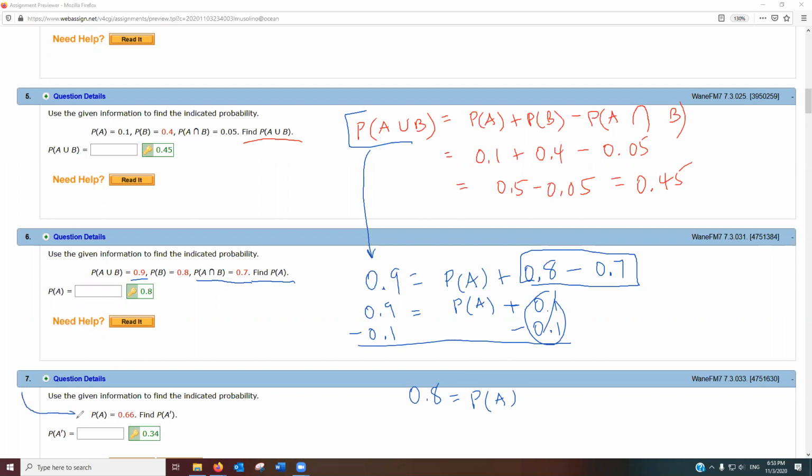Number 7 is giving us the probability of A and asking us to find the complement. So remember, when you see A with the apostrophe, that's really the probability of not A. Sometimes we say A prime. Well, that's 1 minus the probability of A. That's called the complement rule. So that's just 1 minus 0.66. So the answer on this one is 0.34.